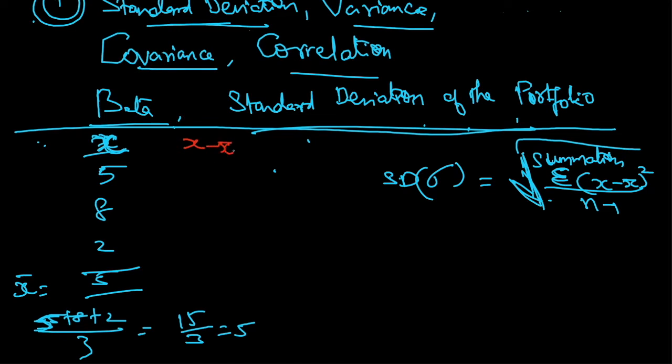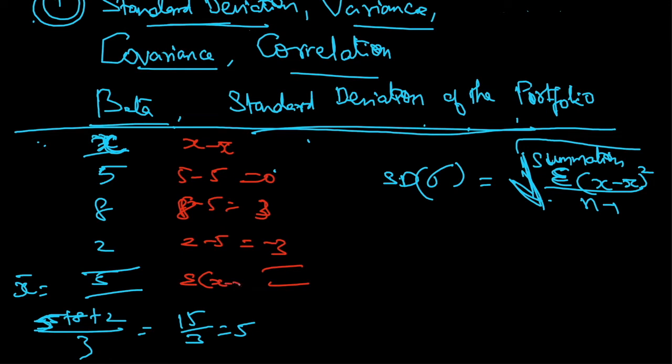Now x minus x bar. So what is x minus x bar? x is 5, so 5 minus 5 equals 0. Then 8 minus 5 is equal to 3. And then 2 minus 5 is equal to minus 3. If I try to summate this, or total this, x minus x bar, you see it will come to 0, because plus 3 minus 3 comes to 0. It will always come to 0, not only for this number. You take any number of observations and try, it will always come to 0.